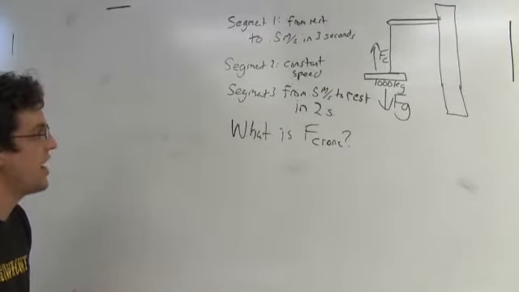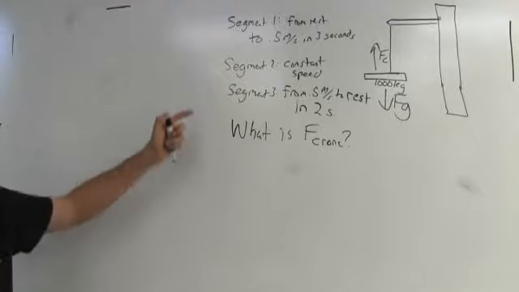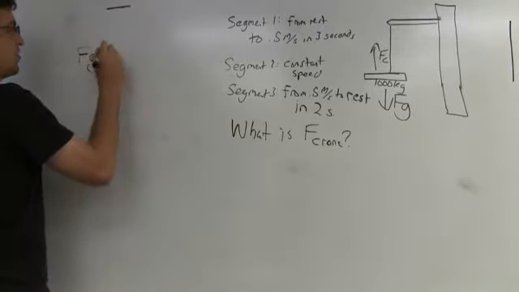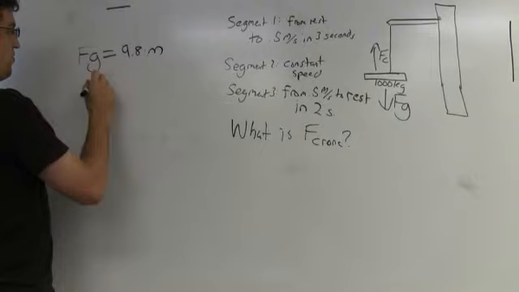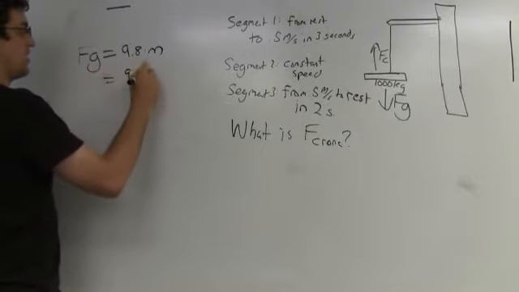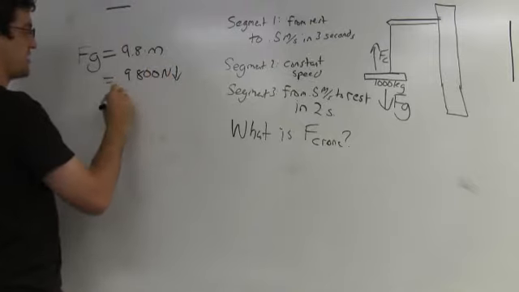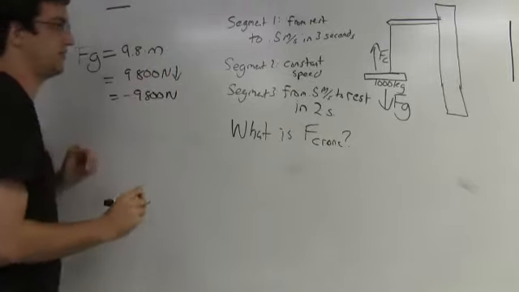Okay, so now we can calculate what the force of gravity is going to be. The force of gravity is going to be the same in all three segments. So we have Fg equal to 9.8 times the mass, which is going to be 9,800 newtons. And again, this is downwards, which in this case means it's going to be negative 9,800 newtons.